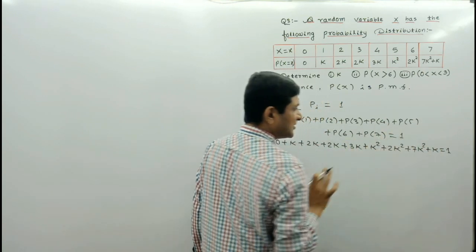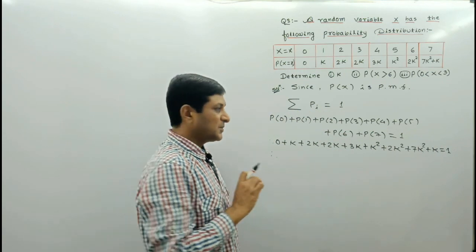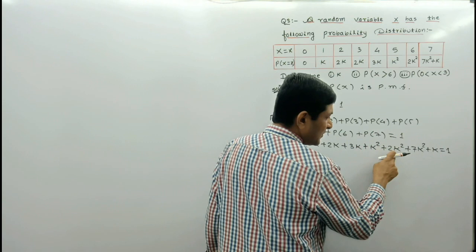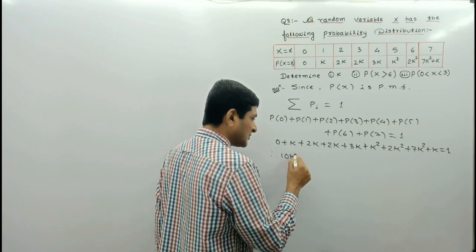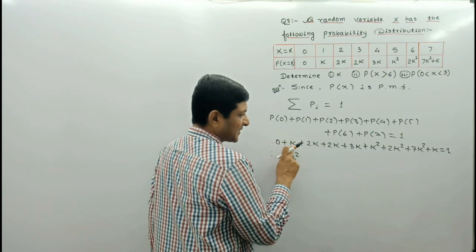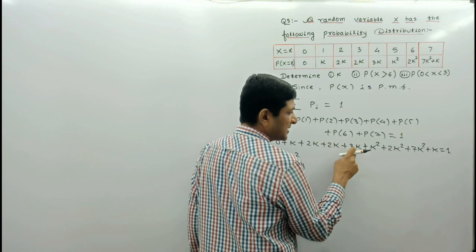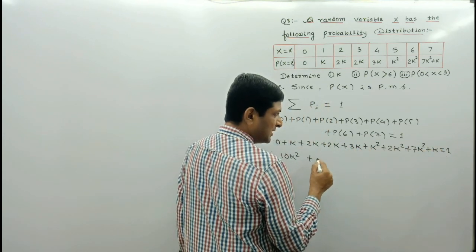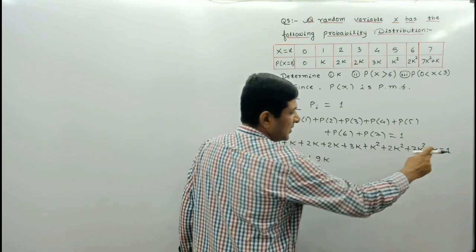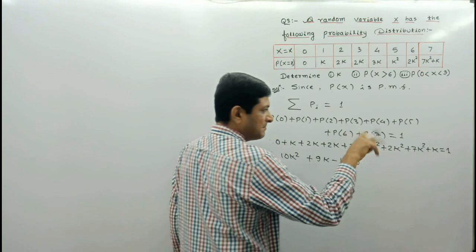This right hand side is 1. Now first we are collecting the terms of what? K square. So here k square plus 2k square is 3k square. 3k square plus 7k square is 10k square. Now collect the terms of k. K plus 2k is 3k. 3k plus 2k is 5k. 5k plus 3k is 8k. 8k plus k will be equal to 9k. And on this side 1 is there, so moving it from the right to the left hand side it will become minus 1.